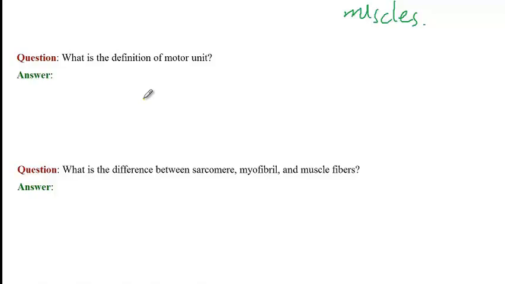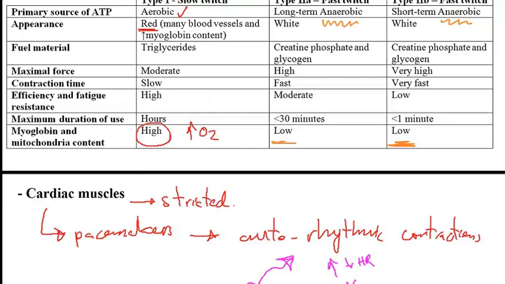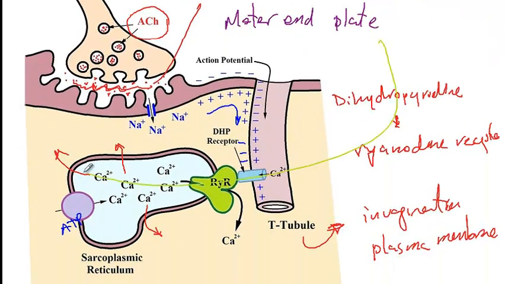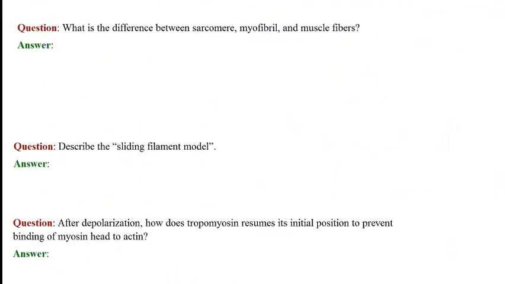So basically, a motor neuron plus the muscle fibers that are under the control of that motor neuron, these are called a motor unit. So here, the example that we went through was an example of a motor unit. Okay? Next question. What is the difference between sarcomere, myofibril, and muscle fibers?